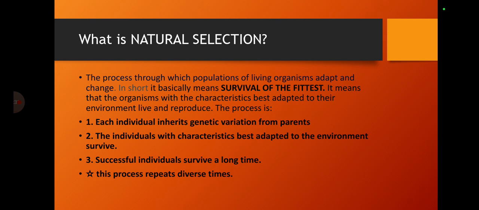There are 3 steps. Number 1, each individual inherits genetic variation from parents. Number 2, the individual with characteristics best adapted to the environment survives. And last, number 3, successful individuals survive a long time. Now keep this in mind, that this process repeats many times.